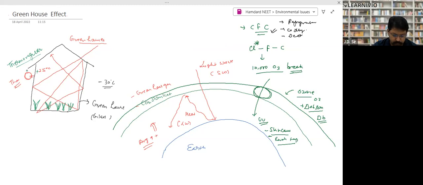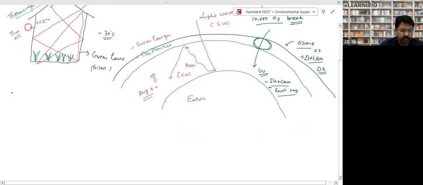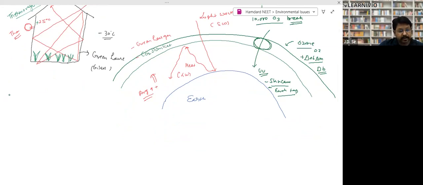Yes, sir. Okay. Now, how do the greenhouse gases work? So there are some greenhouse gases. These are given in your NCERT. The greenhouse gases responsible for global warming.